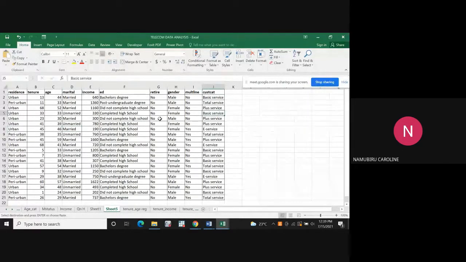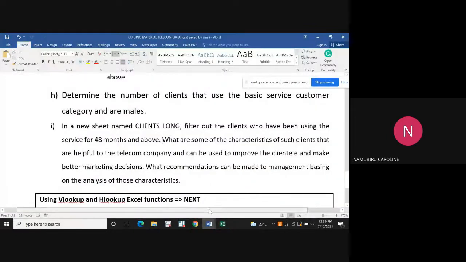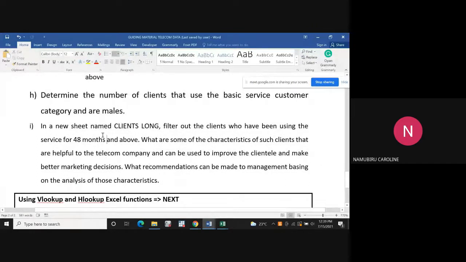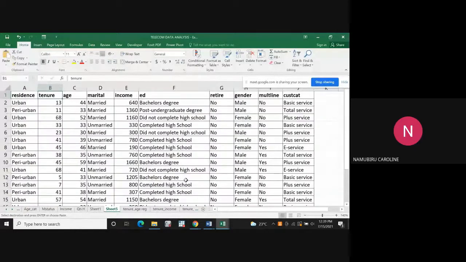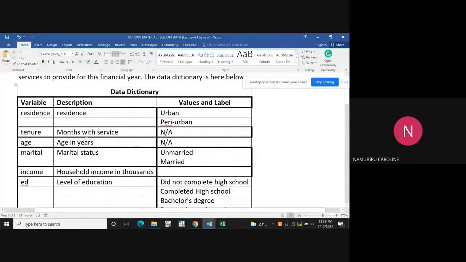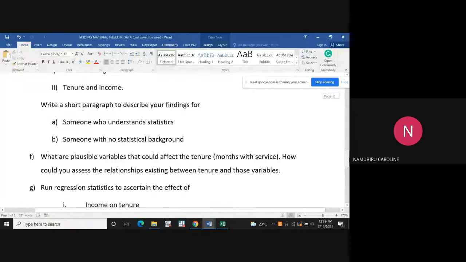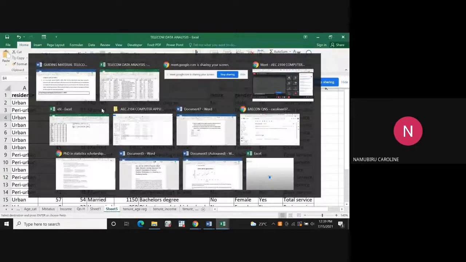Have we pasted the data? Yes. Okay, now what we want to do is filter out the clients who have been using the service for 48 months and above, meaning our filtering variable of interest is which variable? Tenure. Because tenure is the one in our data dictionary that tells us the months with service. So it's our filtering variable. We want to pick those who have been using the service for 48 months and above.